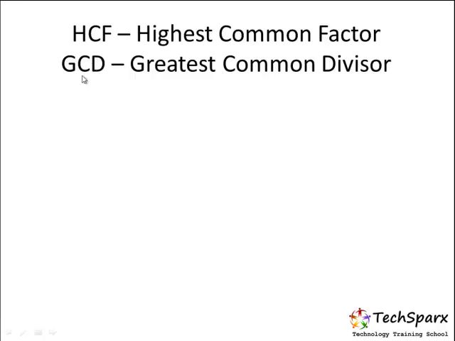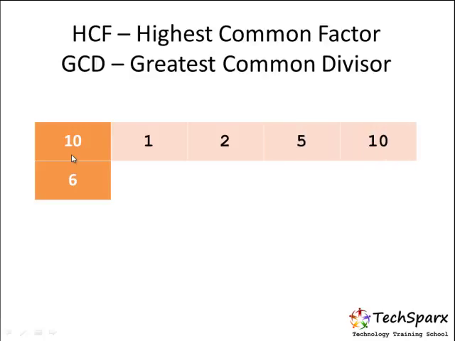Highest common factor or GCD, greatest common divisor, both of them mean the same. How do we find the highest common factor? Just display all the factors of 10. The factors of 10 are 1, 2, 5 and 10. And the factors of 6, or divisors of 6, are 1, 2, 3 and 6. So which is the highest common factor in these factors? 1 is a common factor, 2 is also a common factor, but the highest common factor is 2. So 2 can be considered as HCF or GCD.